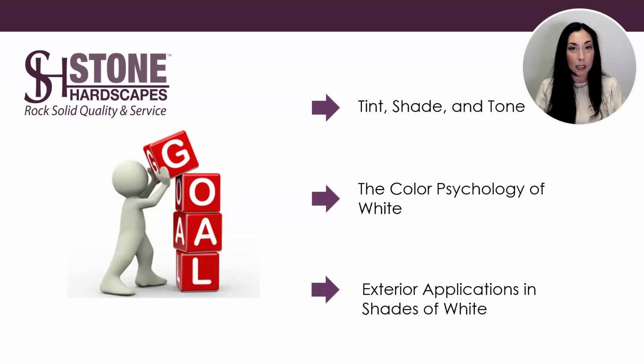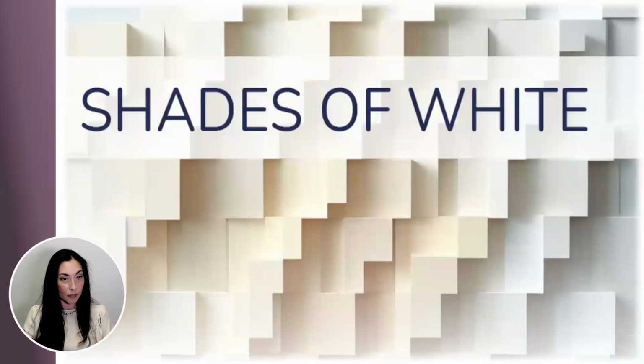We're going to talk about tint, shade, and tone, the color psychology of white, and we're going to go through some exterior applications in the shades of white. White is known to symbolize simplicity, purity, and cleanliness in a design. It can be used to provide contrast and create a clean, neutral slate that prevents a design from becoming too crowded. In the world of paint, there's over 150,000 shades of white to choose from.